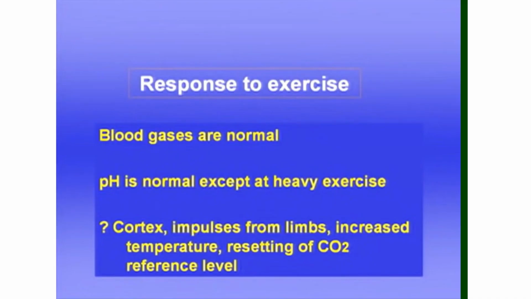First of all, the blood gases are normal during exercise, or at least in moderate exercise. When you go up to very severe exercise, blood gases may change a bit, but in moderate exercise, the PCO2, the PO2, and the pH are all normal. The pH is normal except at very heavy exercise. Now, at very heavy exercise, you can get lactic acid production, and this will reduce the pH of the blood.